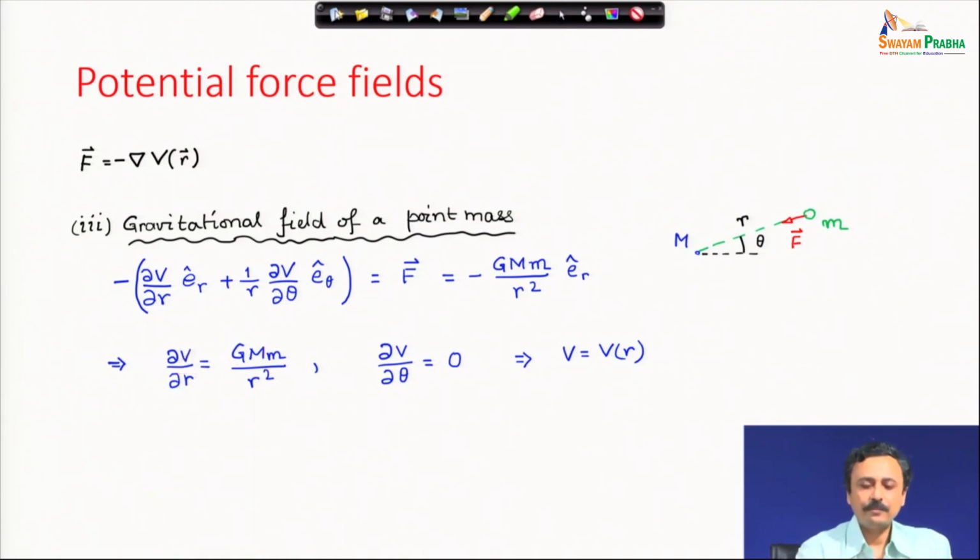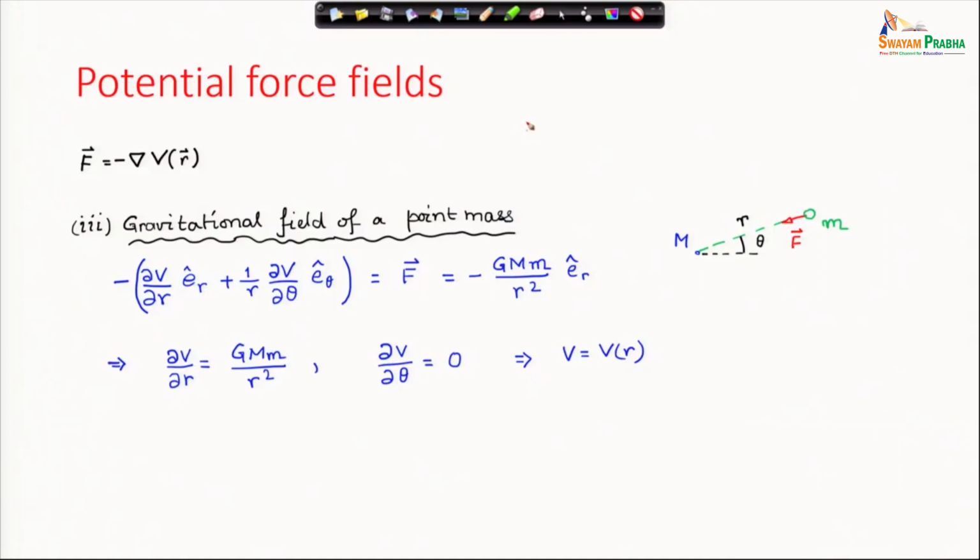So, negative gradient of the potential must be equal to F, and you know that from Newton's law of gravitation it must be minus GMm by r square, in the e_r cap direction. That negative comes because it is in the negative of the e_r cap direction. From here, by comparing the two sides, del V del r is GMm by r square and del V del theta is equal to 0. Therefore, V must be a function of only r. And if you integrate, V turns out to be minus capital G capital M m by r.